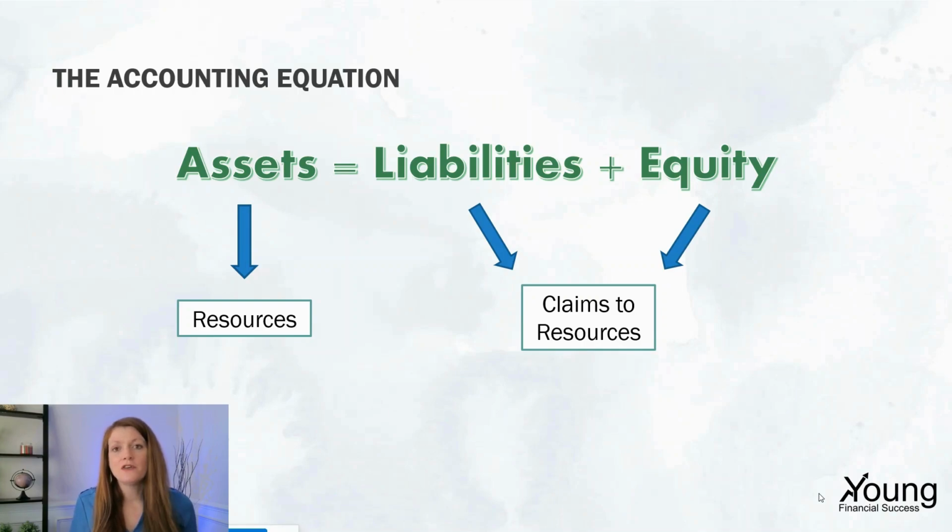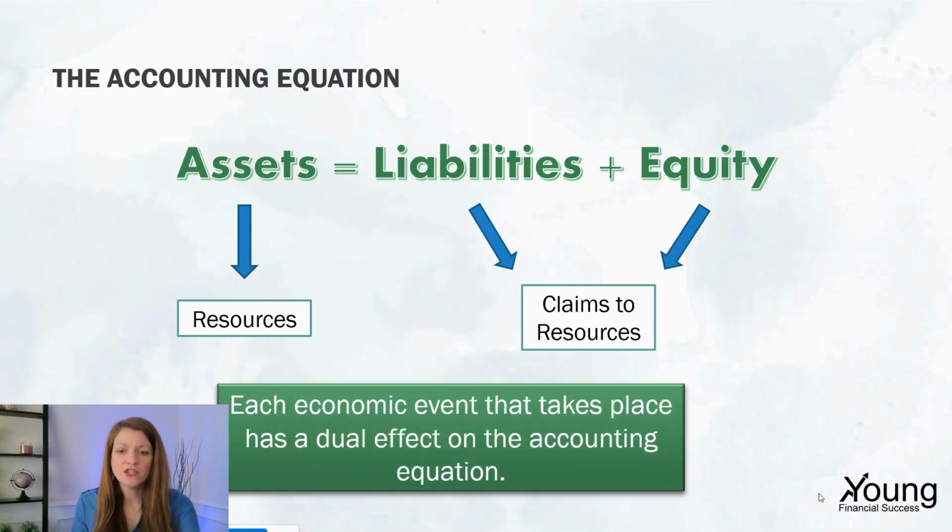So if you think about your house, let's say the value or the purchase price of that was $200,000. You still owe $100,000 on it. So the claim to that, the liability, is $100,000 and then the equity is $100,000. Someone else has $100,000 of value in it and then you have $100,000. But total, the asset itself is $200,000. So that's the whole idea here with the accounting equation.